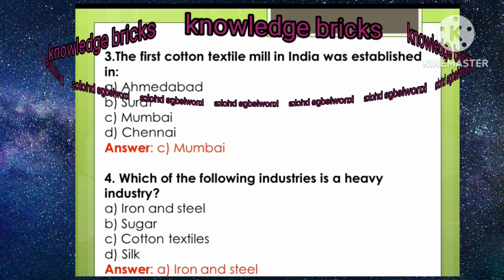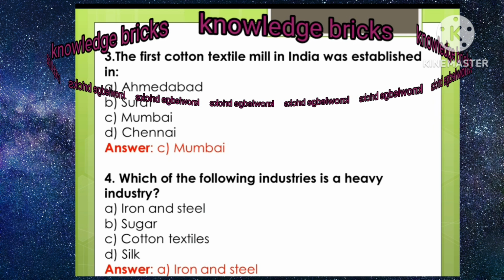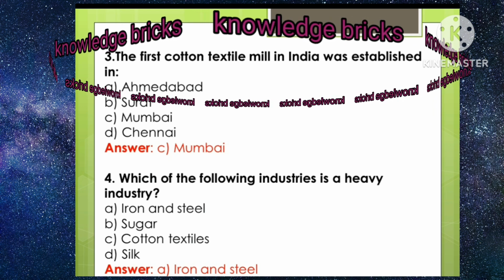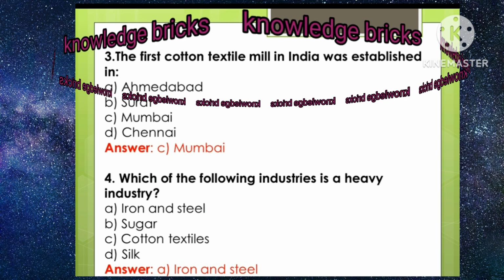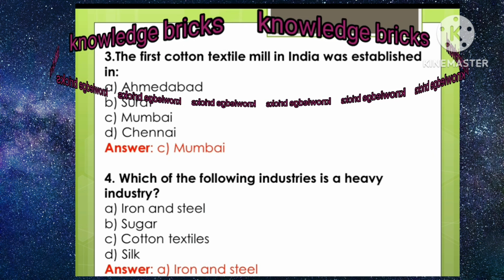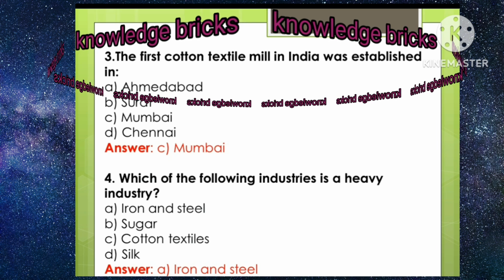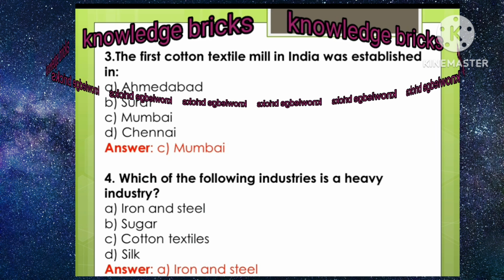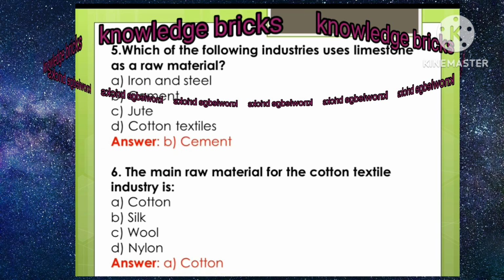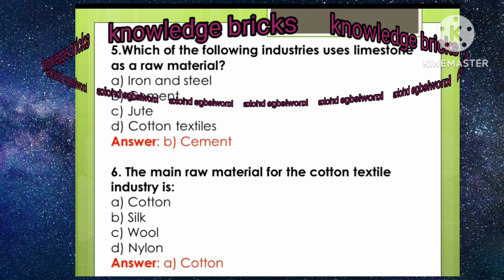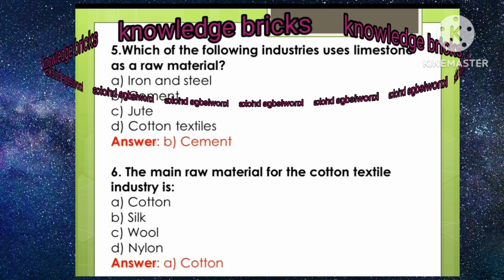Third question. The first cotton textile mill in India was established in A. Ahmedabad. B. Surat. C. Mumbai. D. Chennai. Answer C. Mumbai. Fourth question. Which one of the following industries is a heavy industry? A. Iron and steel. B. Sugar. C. Cotton textile. D. Silk. Answer A. Iron and steel. Fifth question.